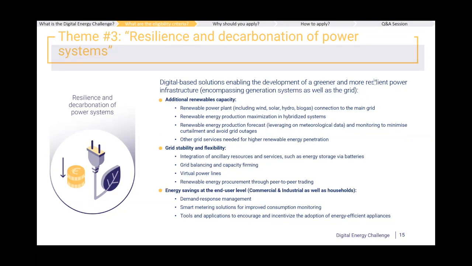For example, the integration of battery systems, energy storage, the fact to have some virtual power lines, or even some solutions to enhance peer-to-peer trading. And the last thing that we talk about when we talk about resilience of power system is the energy savings at the end user level. So demand response management and some smart metering solutions to improve some consumption monitoring. So if your project falls into one of these three thematics, then it's also eligible to the challenge.